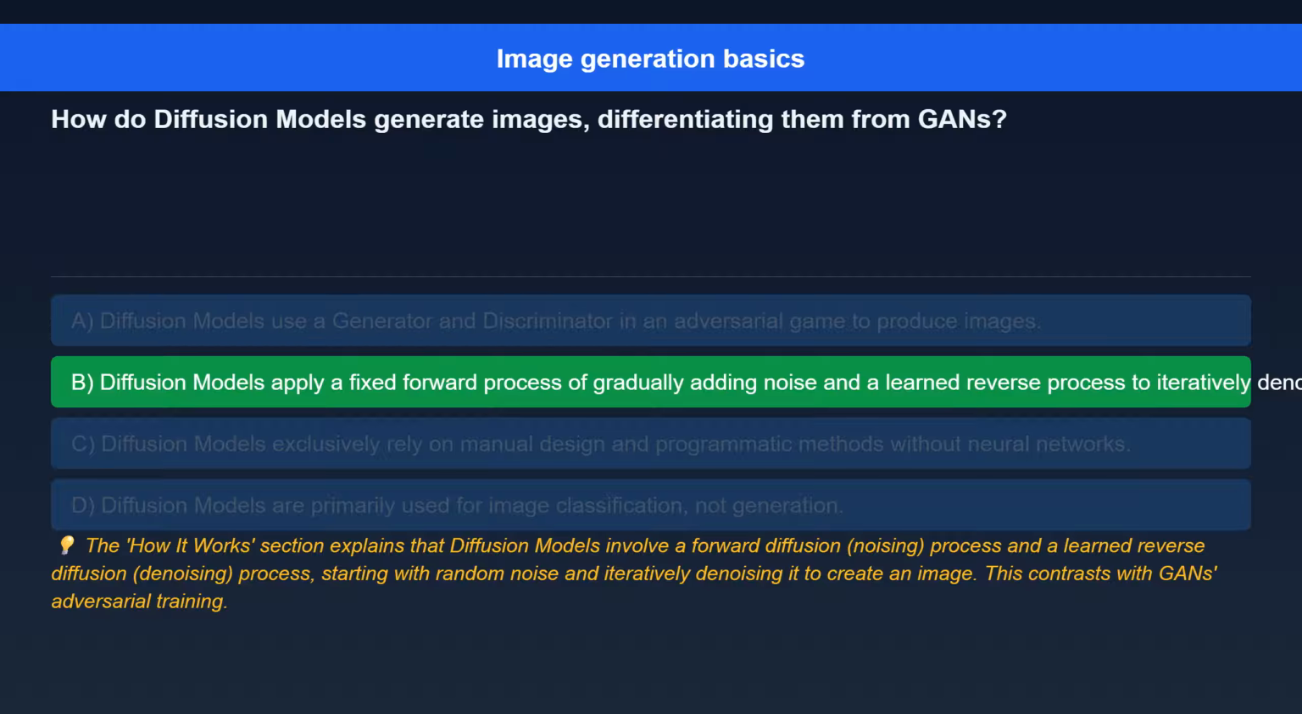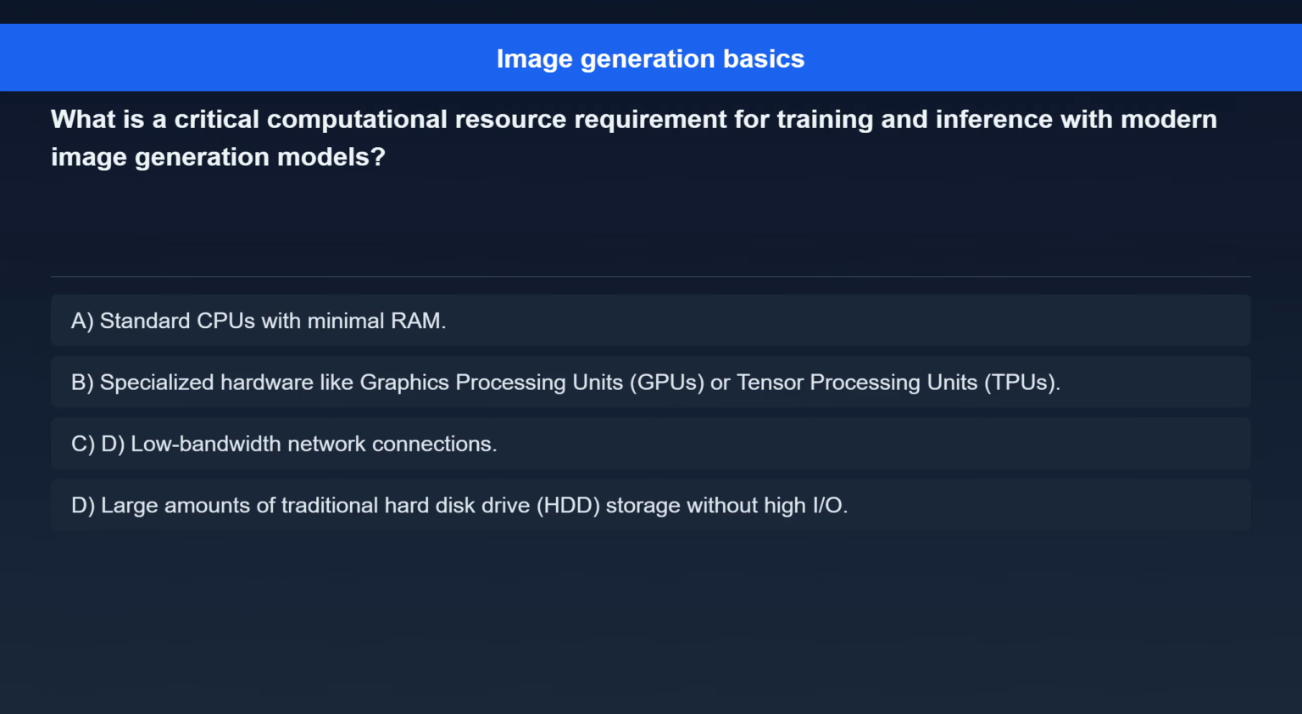Here's the explanation. The How It Works section explains that diffusion models involve a forward diffusion, noising process, and a learned reverse diffusion, denoising process, starting with random noise and iteratively denoising it to create an image. This contrasts with GANs, adversarial training. Question 3. What is a critical computational resource requirement for training and inference with modern image generation models?